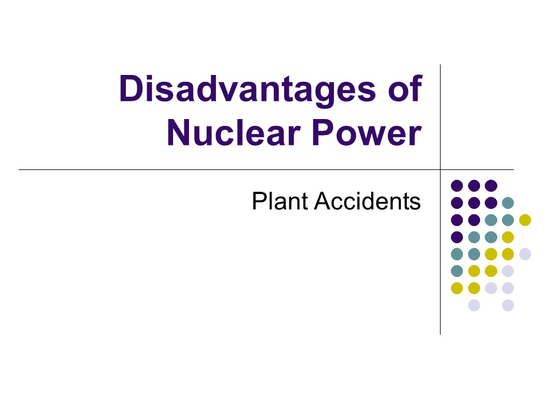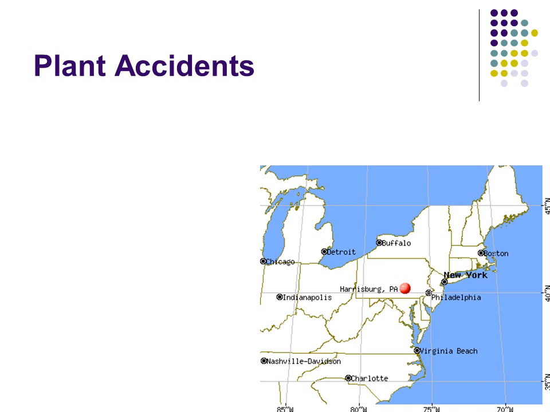Another disadvantage is plant accidents. We're going to talk about 3 of them a little bit here. And you'll notice there's the movie The China Syndrome. The China Syndrome was a movie that basically made people think nuclear power was this big conspiracy and this big accident waiting to happen.